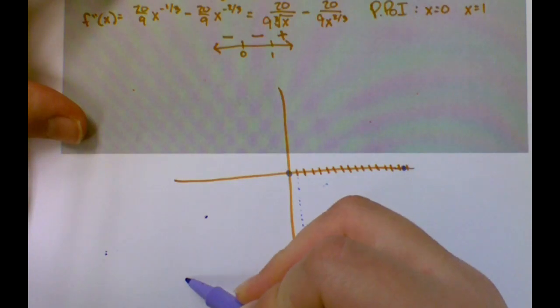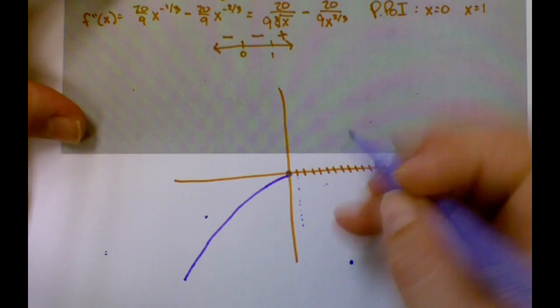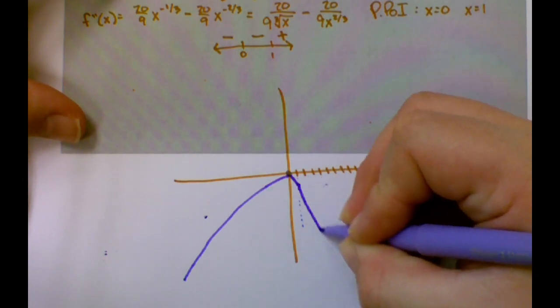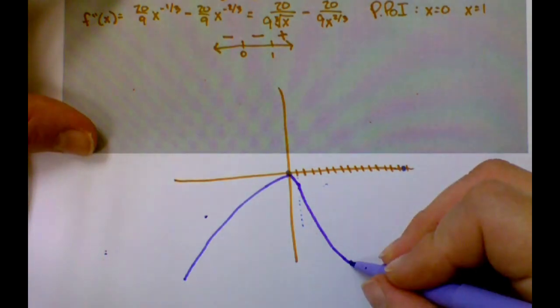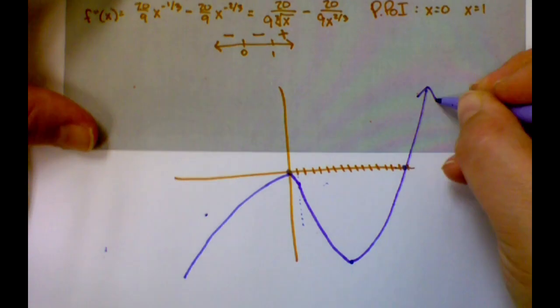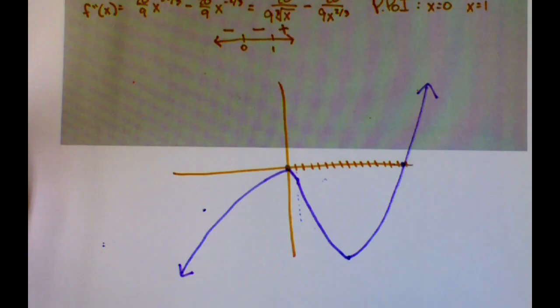All right, so I've got increasing and concave down, decreasing concave down, decreasing concave up, and then increasing concave up, on to infinity. And there's my graph.